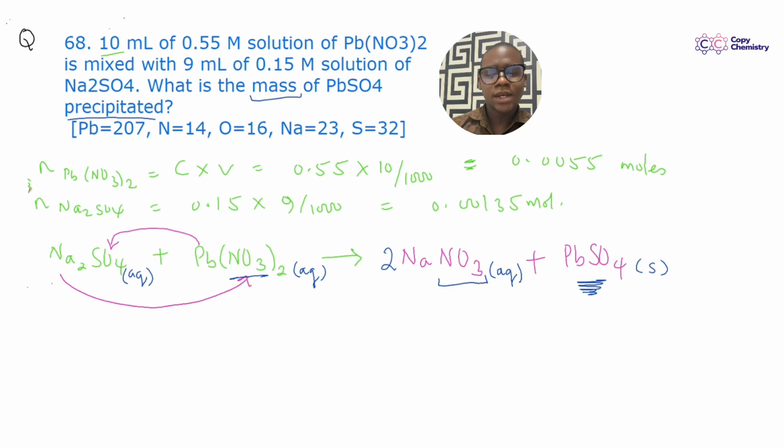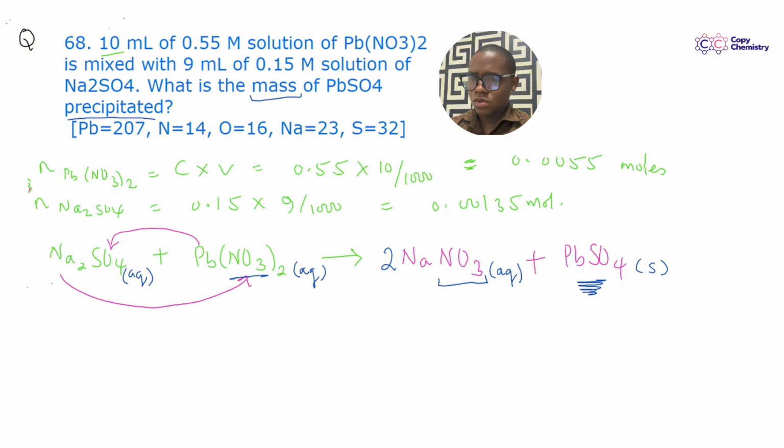Okay, right, our equation is fine. And if we want to realize the mass of lead sulfate that would be gotten, then we need to compare either the sodium sulfate with our lead sulfate or the lead nitrate with the lead sulfate. Okay, so it's either we compare those things.